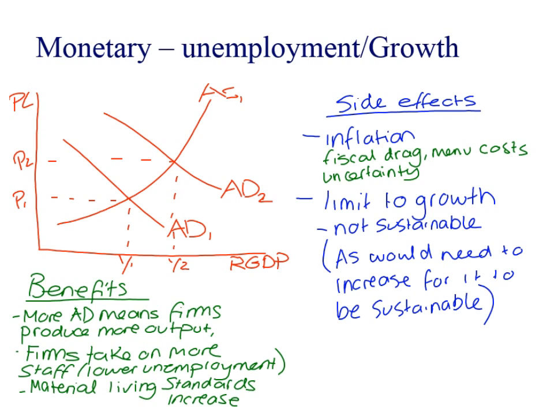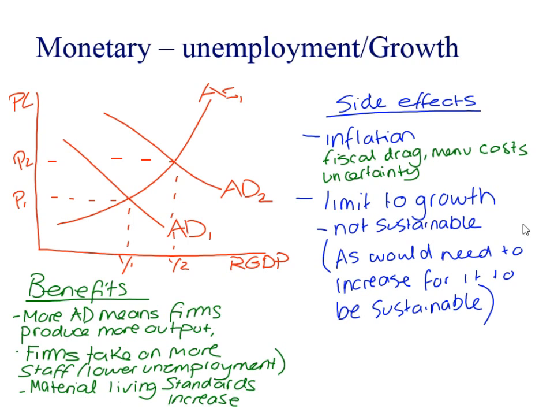But the side effects would be, and make sure if you're talking about unemployment, you really explain why an increase in aggregate demand leads to a reduction in unemployment and an increase in employment. And it's because to produce that extra output that's demanded, you need workers to produce it, because labour's derived demand. But your side effects are you get demand pull inflation.